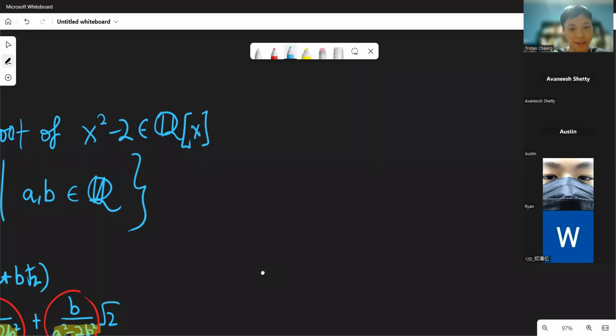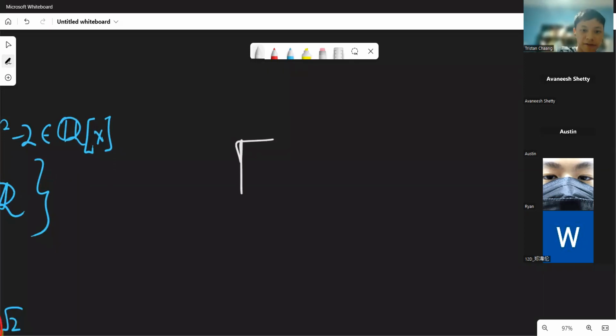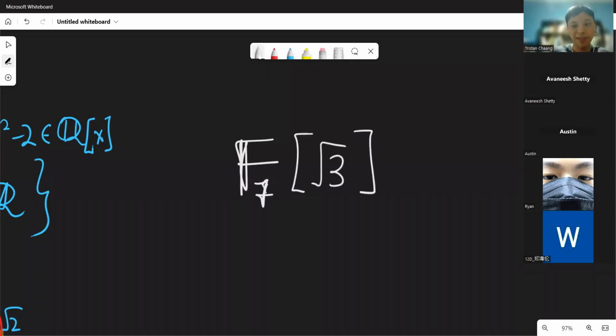So consider F7. x squared minus 3 is irreducible. So you can let square root 3 be a new element that is a root of x squared minus 3. And then you just talk about a plus b square root 3. Same logic. Then you get a new set. But of course, F7 adjoined square root 3, can anyone tell me how big this field is? How many elements are there here?